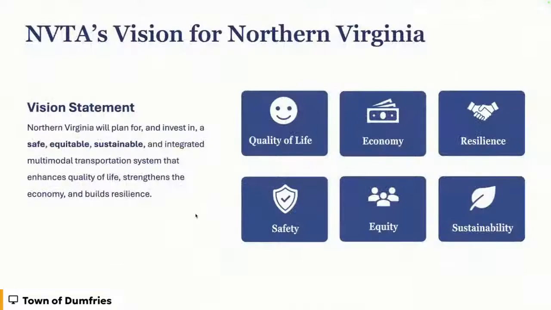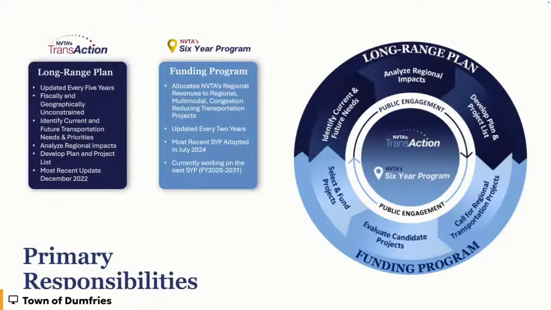Next slide, please. So at the Northern Virginia Transportation Authority, we have a vision for the region, and our vision is to plan for and invest in a safe, equitable, sustainable, and integrated multimodal transportation system that enhances the quality of life, strengthens the economy, and builds resiliency. And now it's really needed more than ever. Next slide. So we have two primary responsibilities. Don't try to even read the swirl, but we have two primary responsibilities per code.